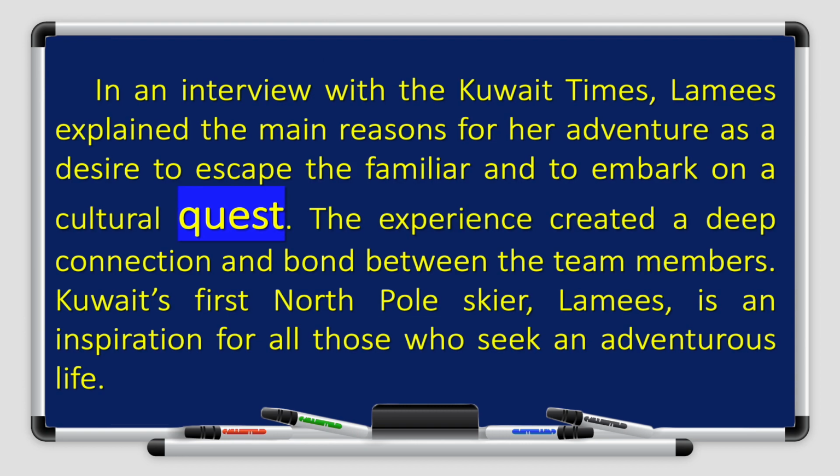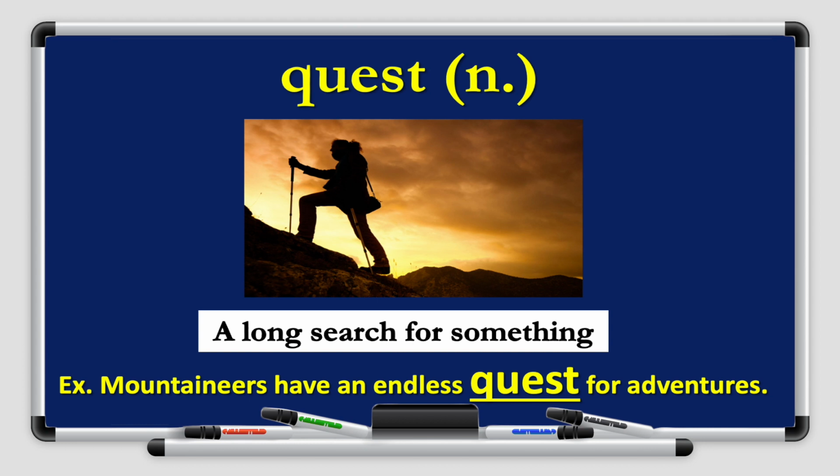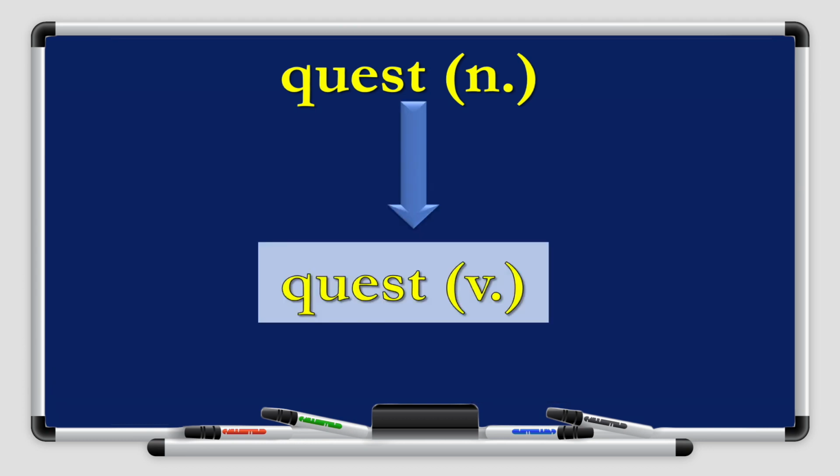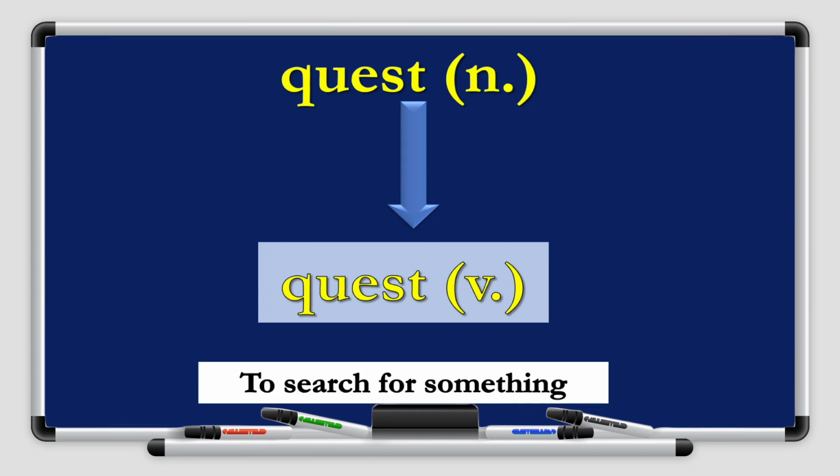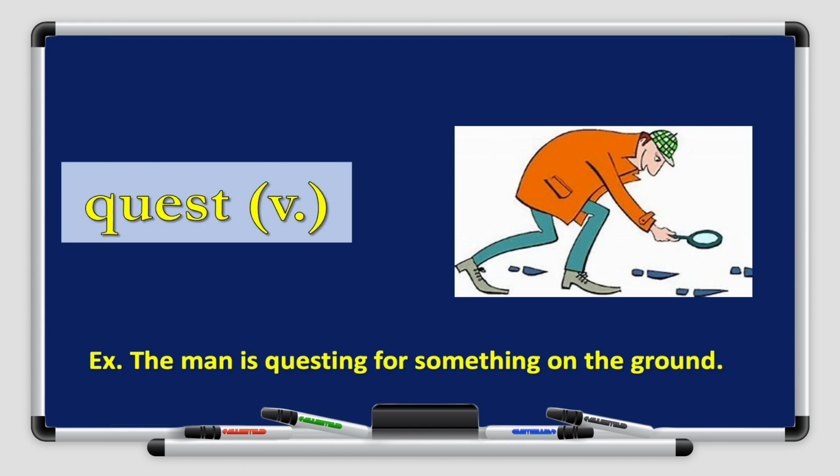The other word is quest. Quest is a noun, which means a long search for something. Mountaineers, people who climb mountains, have an endless quest for adventures. The verb of it is also quest. Do you remember crack? This is the same thing. The verb form of quest means to search for something, look for something. For example, the man is questing for something on the ground. He is searching for something on the ground.